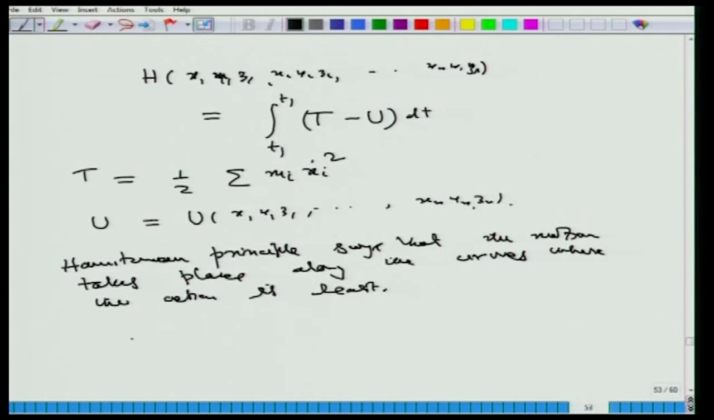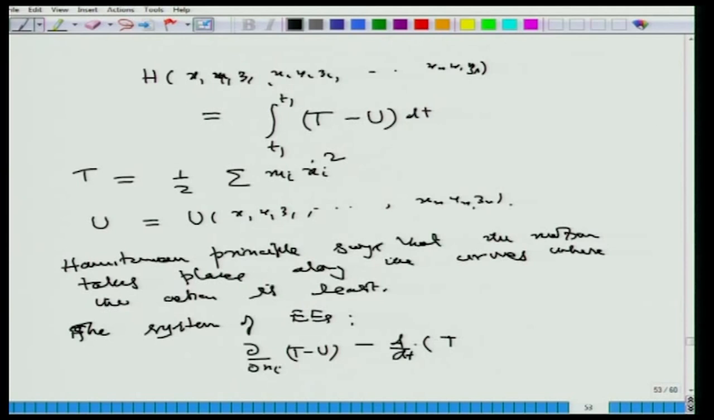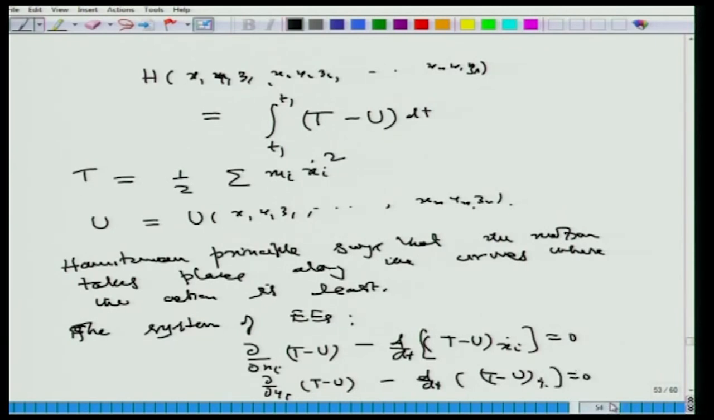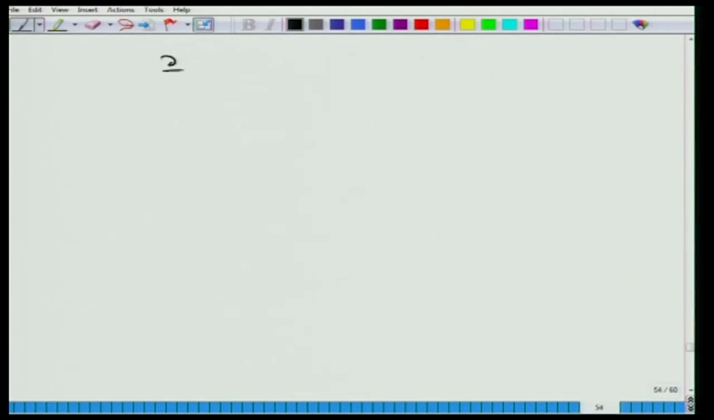So, the Euler equations for this will be the system of Euler's equations: del over del x i of (T minus U) minus d by dt of del (T minus U) over del x i dot equals 0. Similarly, you will have del over del y i of (T minus U) minus d by dt of del (T minus U) over del y i dot equals 0, and the last one, del over del z i of (T minus U) minus d by dt of del (T minus U) over del z i dot equals 0.